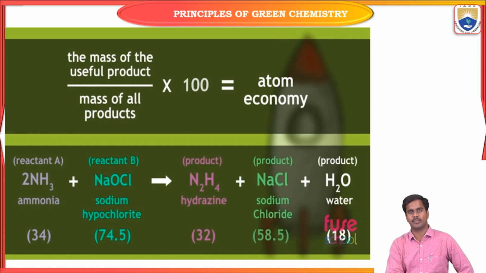Okay, let us calculate the atom economy for this reaction. Here the mass of the ammonia is 34, and the mass of the sodium hypochlorite is 74.5. Next, the mass of the hydrazine is 32, NaCl is 58.5, and water is 80. Then calculate the atom economy of this reaction.